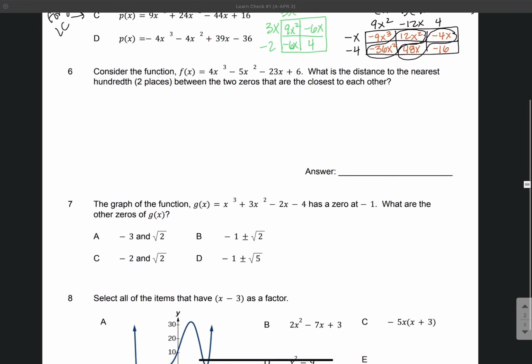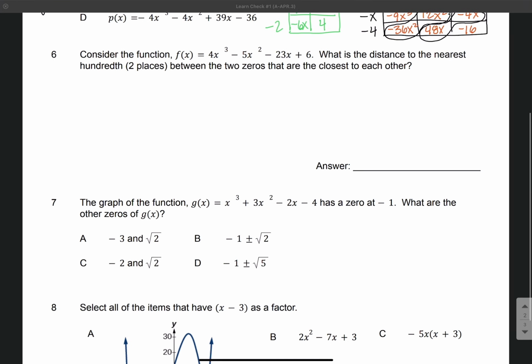So, number 6, we need to find the closest zeros. And remember that zeros is another word for solutions. And we need to find the distance. Now, I know for me, I looked at this function and I noticed 1, 2, 3, 4 terms. So I started to do grouping. Again, there was no GCF in the beginning, so I just started to do grouping.